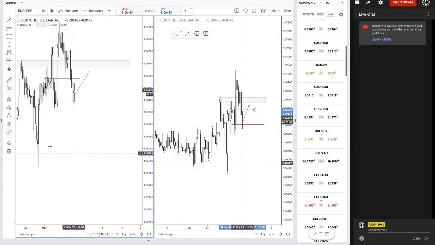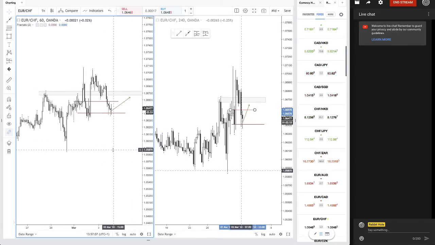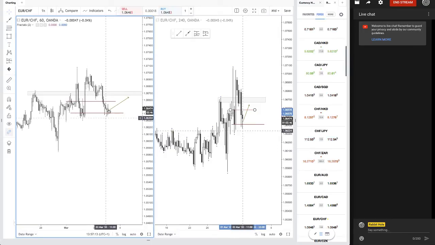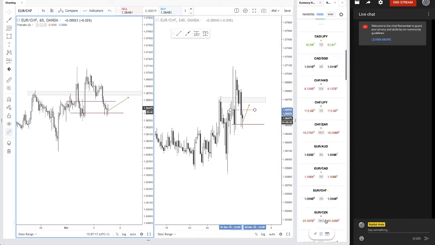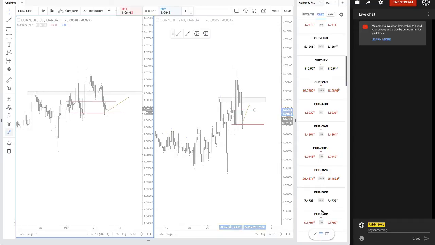But at this point, it's too choppy, it's too messy. I wouldn't be entering here. So much can happen. It can blow up, it can fall down. You don't know that. If you would know that, you wouldn't be watching me at the moment.